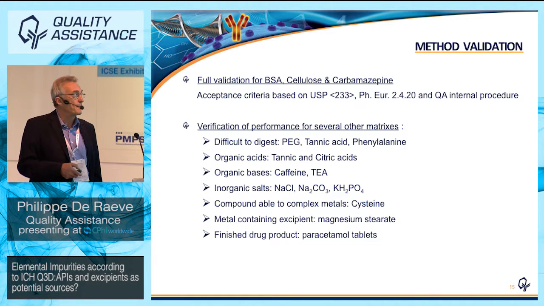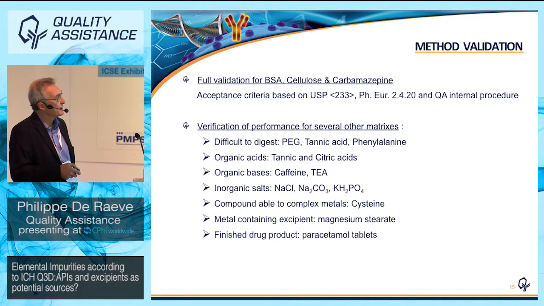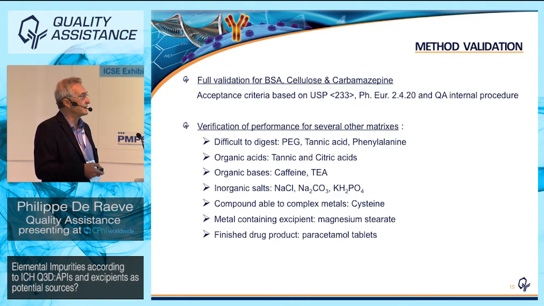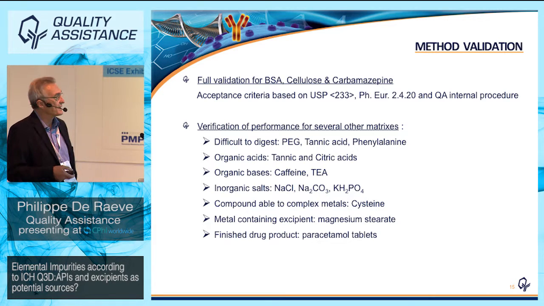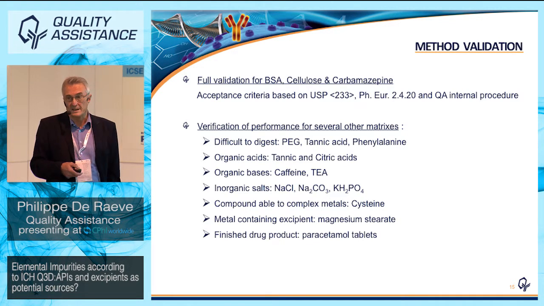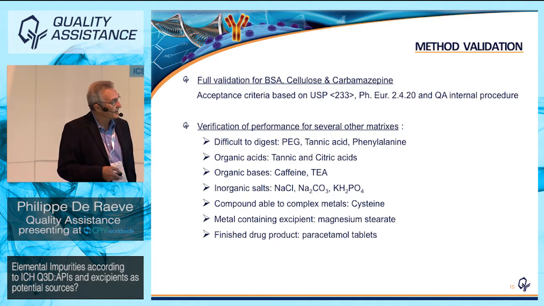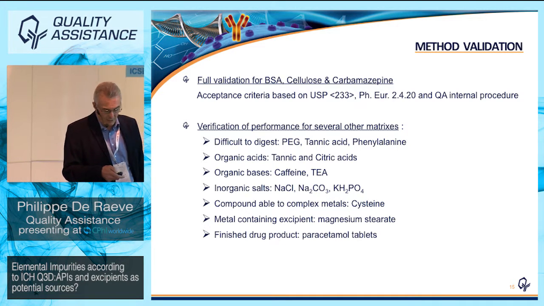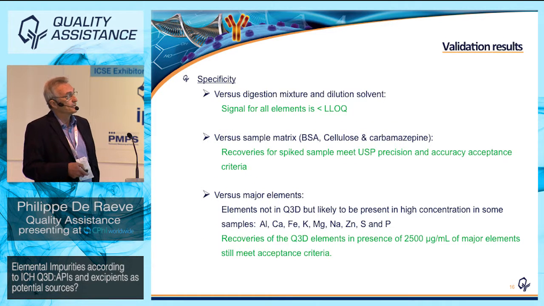After the complete validation of the method, we verified the performance of it for several other matrices. Some products difficult to digest: polyethylene glycol, tannic acid, phenylalanine. Some organic acids, tannic and citric acid. 2 organic bases, caffeine, triethylamine. Some inorganic salts, sodium chloride, sodium carbonate, potassium phosphate. A compound able to complex metal, cysteine. A metal containing excipient, magnesium stearate. And a finished drug product, paracetamol tablets. So here are the validation results.